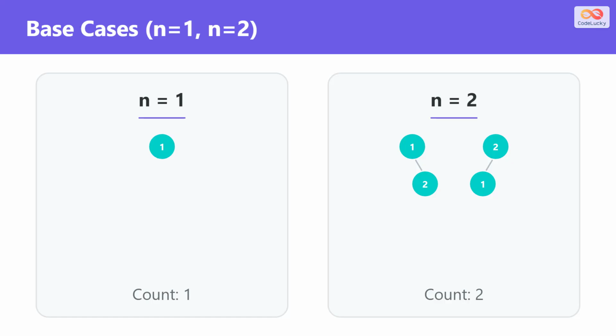Let's look at the simplest cases to build our intuition. If n is 1, we have only one node, so there is only one possible tree. If n is 2, we have two nodes, 1 and 2. We can either make 1 the root with 2 as the right child, or make 2 the root with 1 as the left child. So for n equals 2, the count is 2.